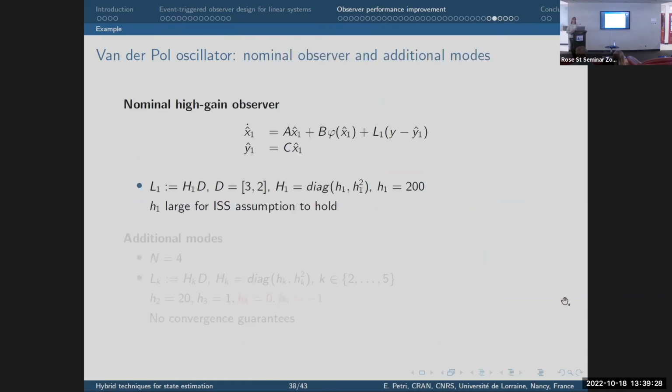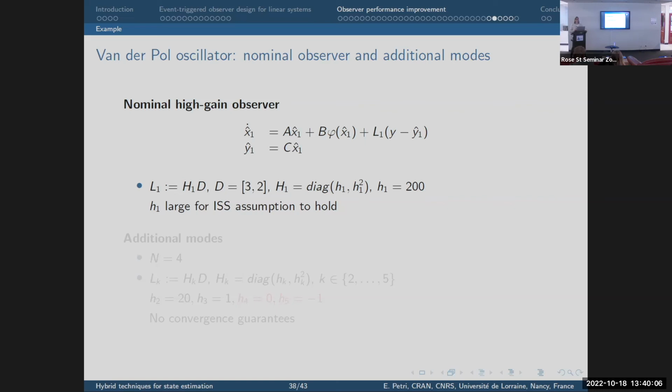And we design a nominal high gain observer to estimate the state of the van der Pol oscillator that has this form here, where you can see that it is a copy of the system plus a correction term. And this correction term depends on the gain L1, which is defined equal to this capital H1 D, where D is designed such that the matrix A minus DC is Hurwitz with eigenvalues in -1, -2, while this capital H1 is a diagonal matrix with h1 and h1 squared on the diagonal, where this h1 is the high gain design parameter.